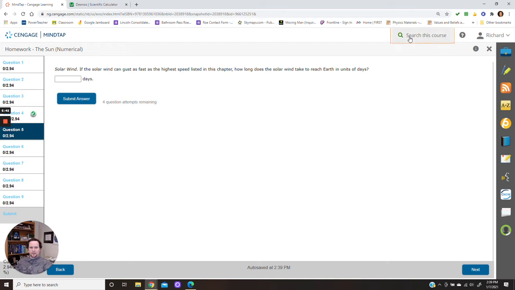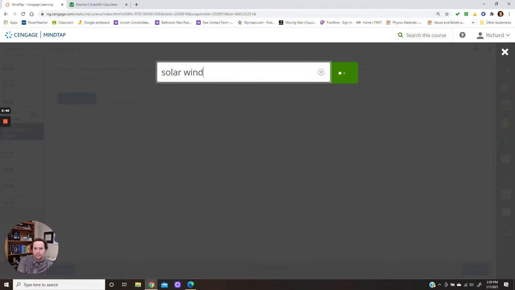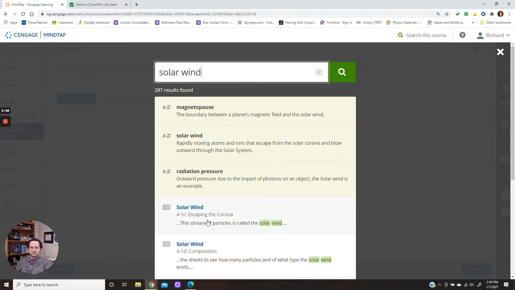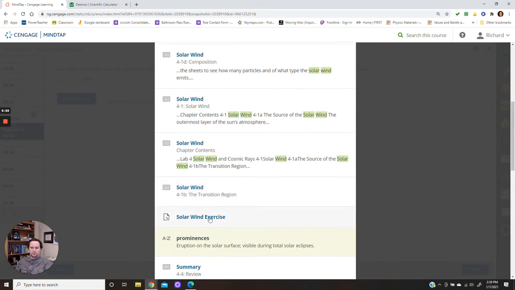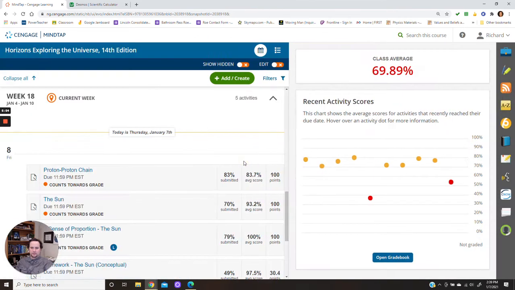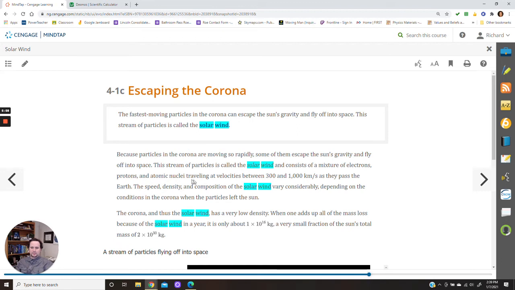I type in here "solar wind." When I search solar wind, I see a bunch of stuff with solar wind, so I'm just going to click on the first one. Escaping the corona, solar wind. Its solar wind can travel at velocities between 300 and 1,000 kilometers per second. So we have solar wind of 1,000 kilometers per second. There's my highest speed listed in the textbook, so that's the higher range, 1,000 kilometers per second.